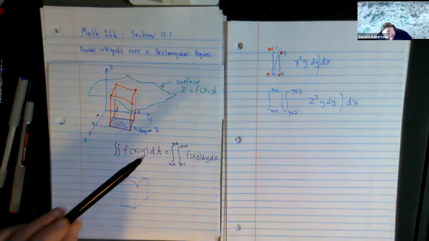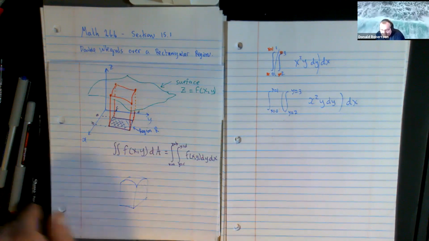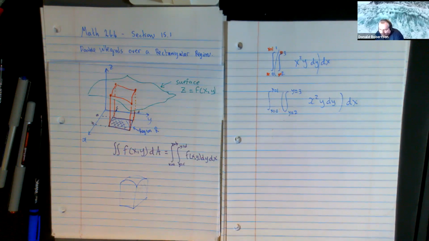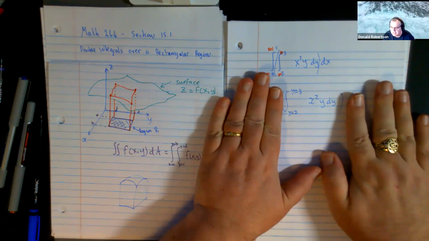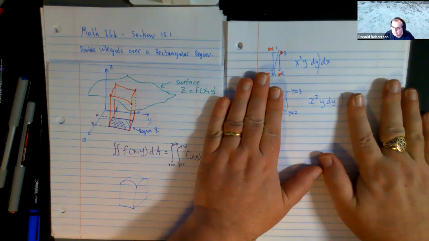Okay, here's your first problem. If the world was nice and math had structure, how do you think you would integrate x squared y dy from y equals 2 to y equals 3? You've never seen it, but how would you expect that to happen?